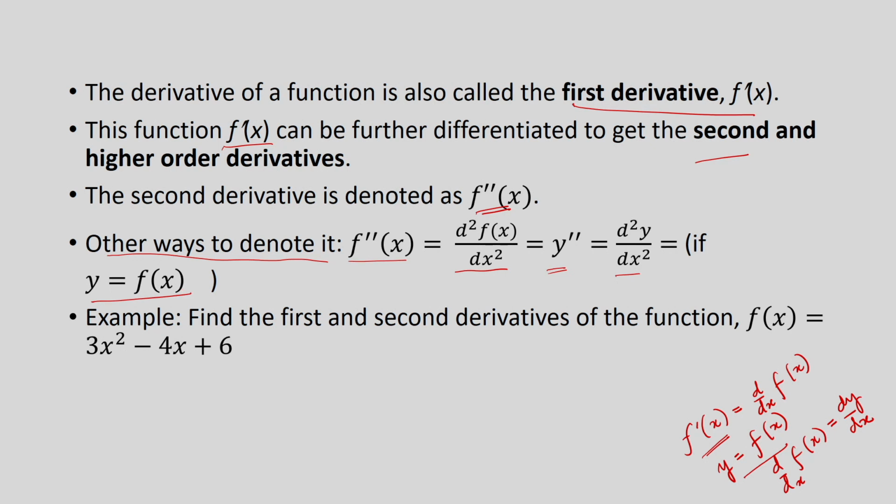Now, we take one example. Suppose this function is given, f x is equal to 3x square minus 4x plus 6. So, this is equal to f x. We have to find the first and the second derivative of this function.